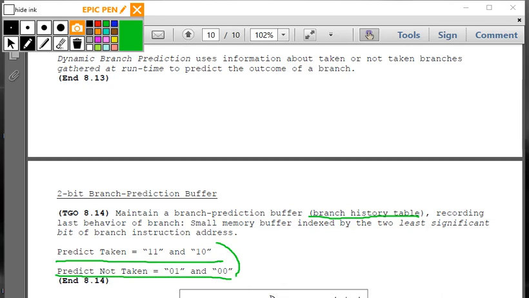The small memory buffer is indexed by the 2 least significant bits of the branch instruction's address. So you have your MIPS instruction, with your opcode, your RS, your RT, and your 16-bit immediate. The address of that instruction, you're going to take those 2 least significant bits and use that to do branch prediction. If it's 1, 1, or 1, 0, that means we're going to predict taken and go to that branch. And if it's not taken, it's 0, 1, and 0, 0.